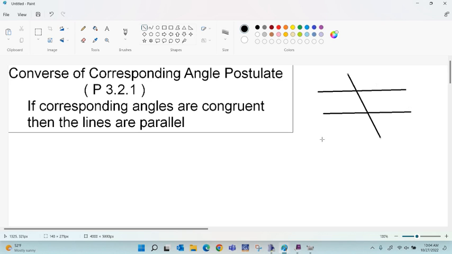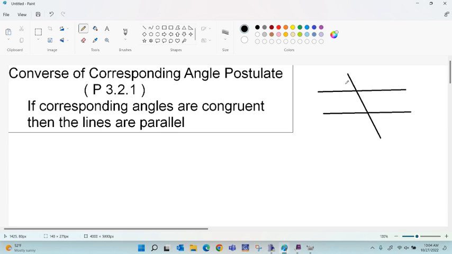So yesterday we said if what? What had to be true about these two? Not the lines. The lines had to be parallel. If the lines were parallel, then the corresponding angles would be congruent. Okay? This one's different. This one's backwards from that. This one says if the corresponding angles are congruent.